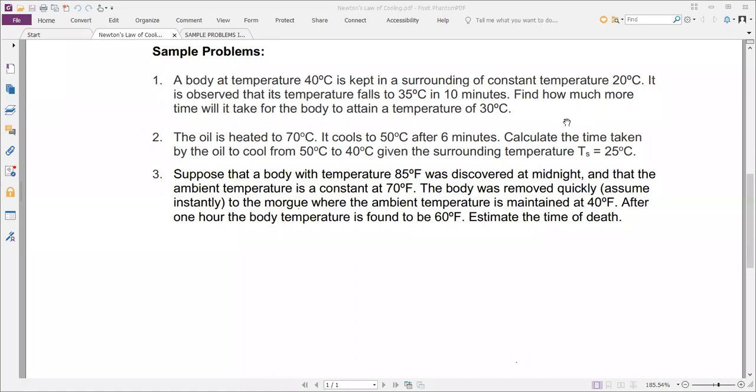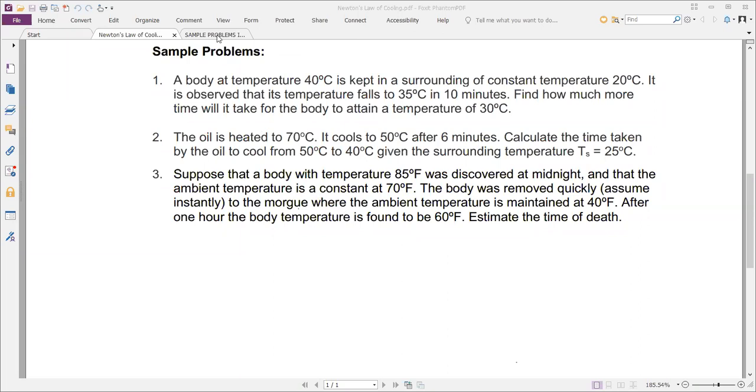The only difference here is the object that is cooling down. In here, it's generic. It's the body. While this one is the oil. Meaning you are to determine the time it would take for the object to decrease its temperature from 50 to 40. So it's the same oil that we're talking about.